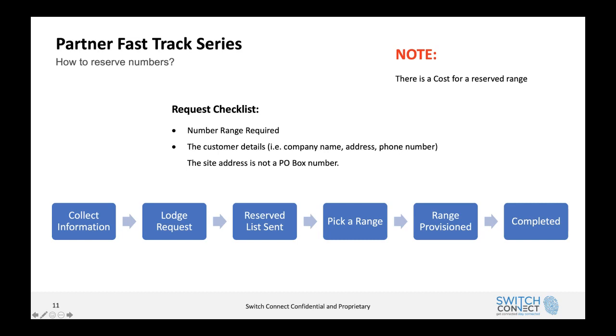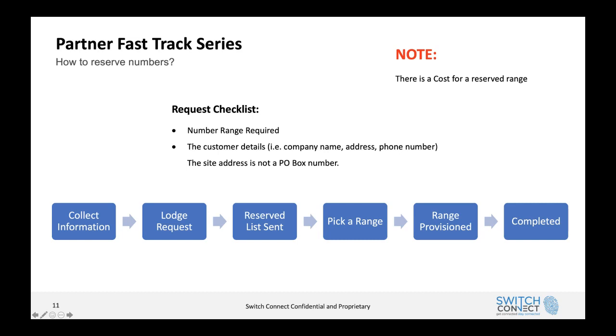We'll request off to our upstream carriers, based on the details you send us, what's the next available bunch of numbers. This process can take 3 or 4 days to get that list back. You can then pick from that number range, we then order that number range and complete.